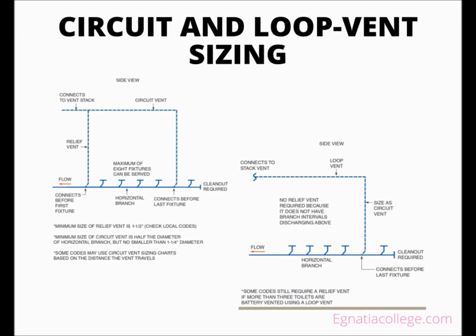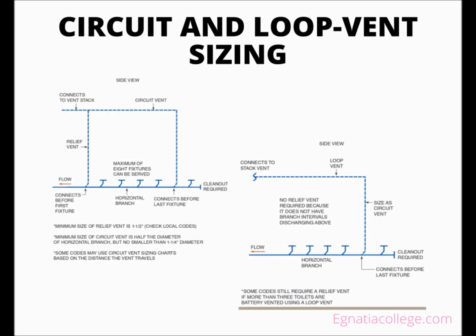A circuit vent begins in front of the last fixture connected to the horizontal branch and terminates with the vent stack. A code book may have a vent sizing chart for sizing a circuit or loop vent, and codes might limit the distance it travels based on the pipe size of the vent. A relief vent is required on a battery-vented branch served with a circuit vent. A loop vent is the same as a circuit vent except that it does not require a relief vent.